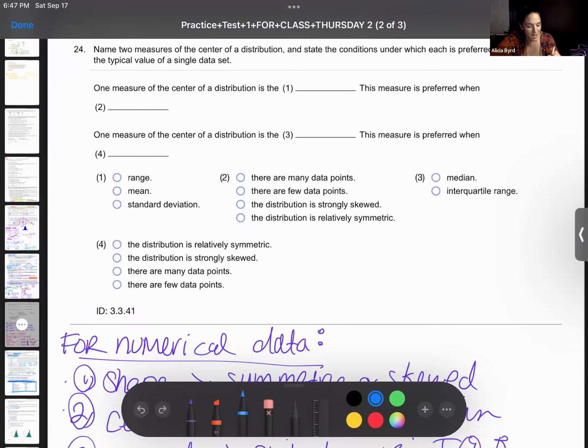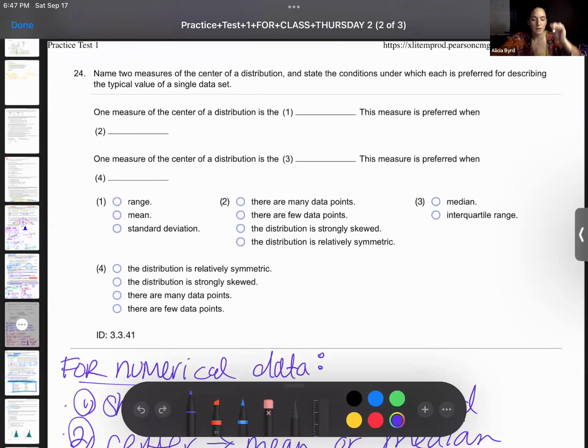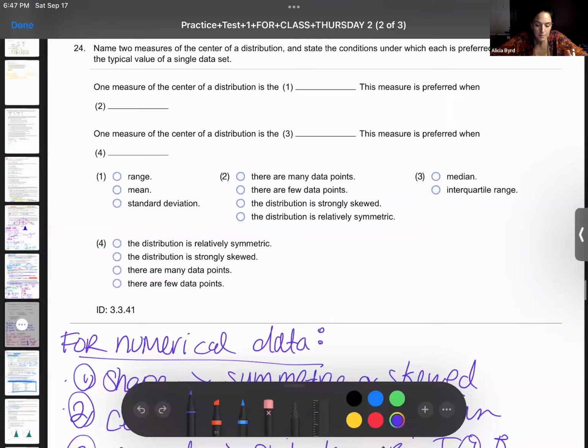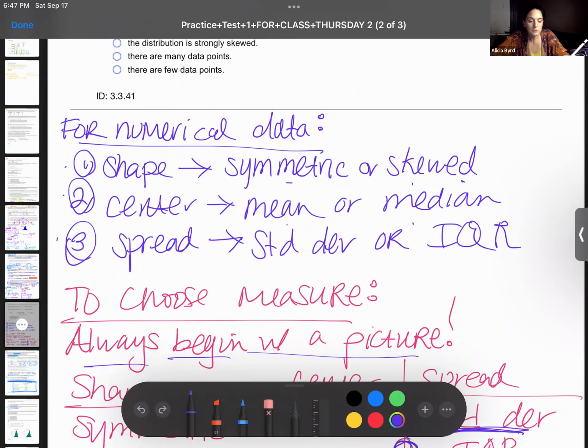So what we are doing, we are being asked to name 2 measures of the center of a distribution and state the conditions under which each is preferred for describing the typical value of a single data set. So I'm going to come down here, and for numerical data, which is what we're working with right now, there's 3 things, and I kind of borrowed this from the PowerPoint. I really liked how they presented these 2 different ways to look at it.